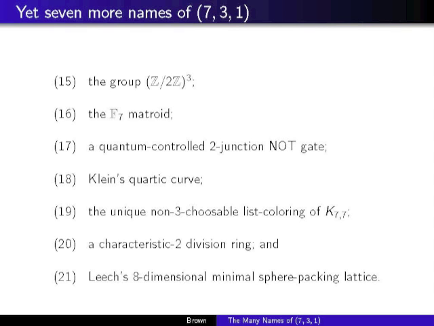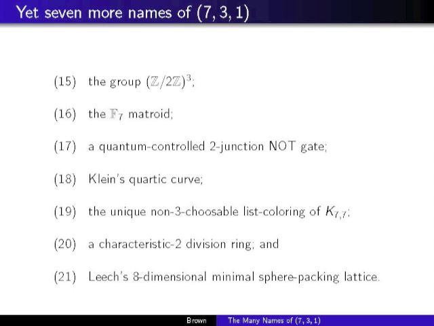Imagine if I had seven fingers and you draw a line between each of the seven fingers on this side and each of the seven fingers on that side. And if you assign the colors to each vertex on this side, the blocks of the 731 block design, then that's called not three-choosable, whatever that means. I don't want to go into it. That's another dissertation. Something called a characteristic two division ring, which I don't want to go into.